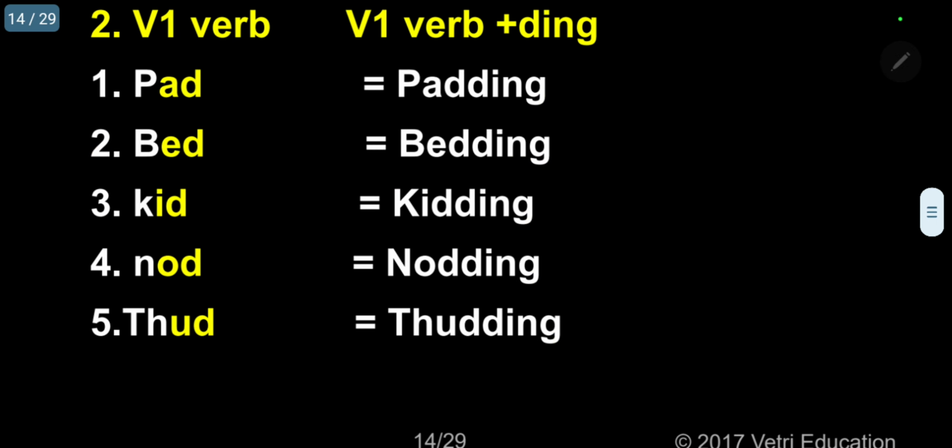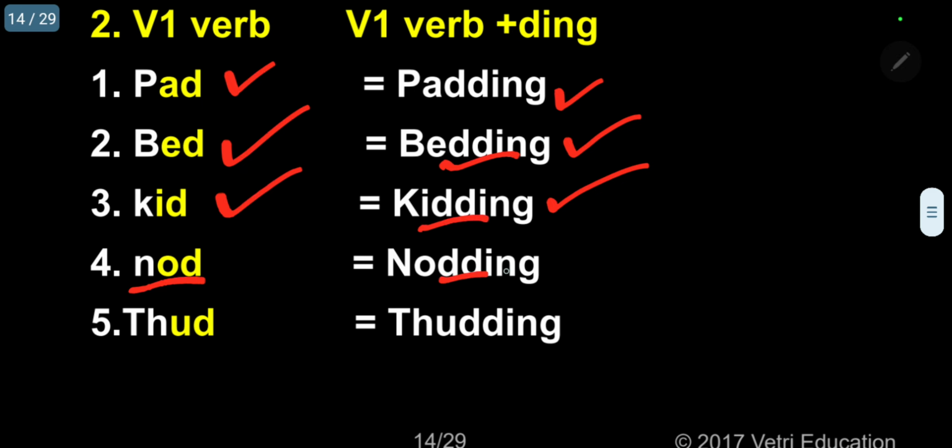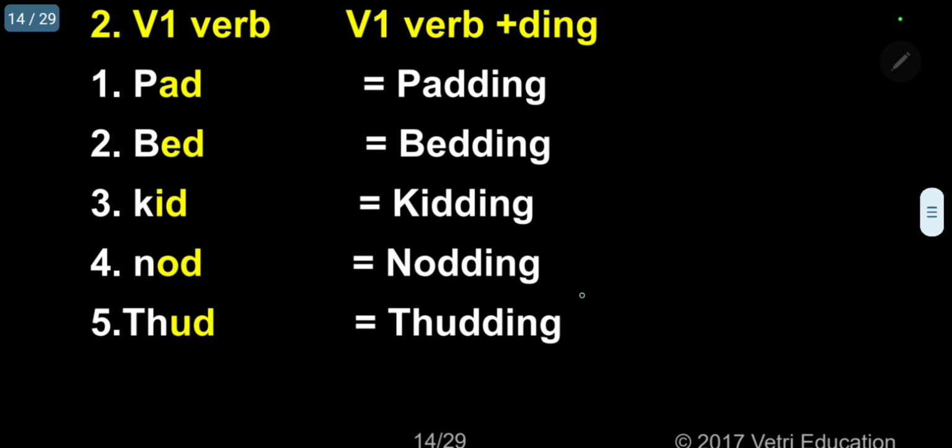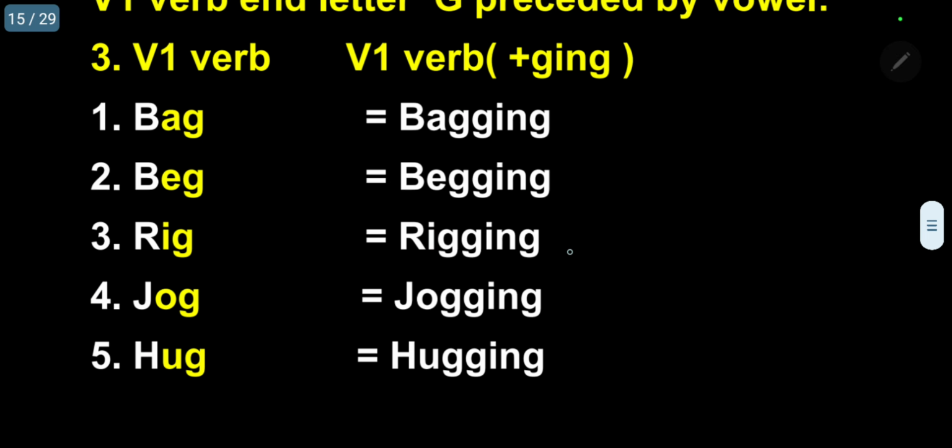Now the letter D: pad, padding, double D. Bed, bedding, double D. Kid, kidding, double D. Nod, nodding, double D. Dud, dudding, double D. Again, A, E, I, O, U. See, when preceded by a vowel, the end letter is repeated and then ing is added. I'll go for the next. I am giving examples for all the nine. Please follow. Because it is not available in any book, you cannot identify it even from the internet.